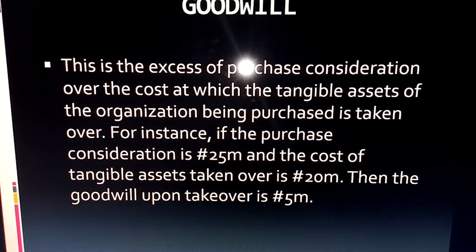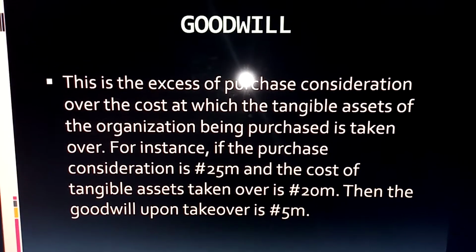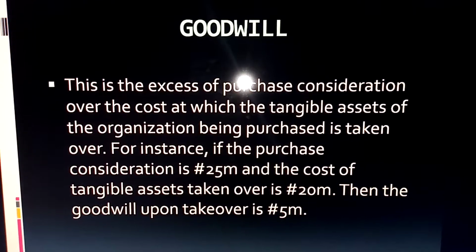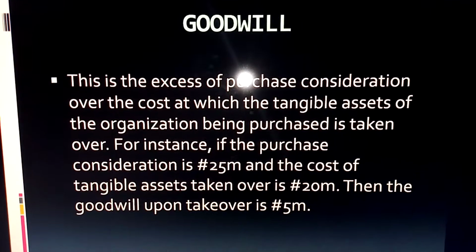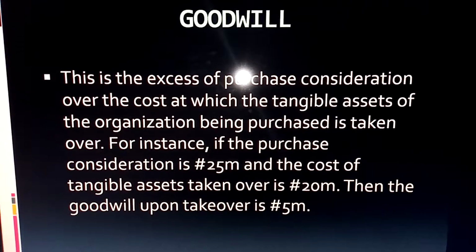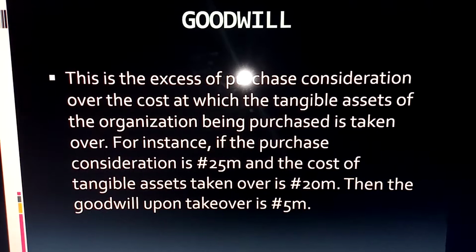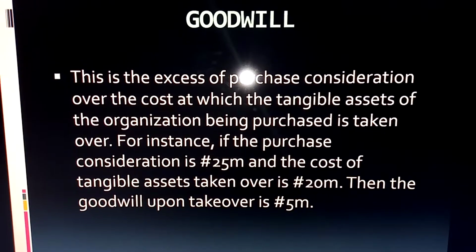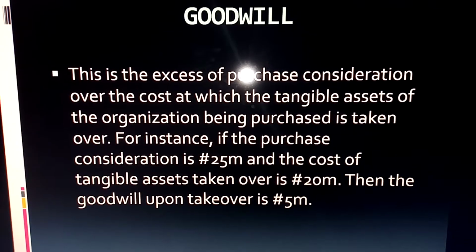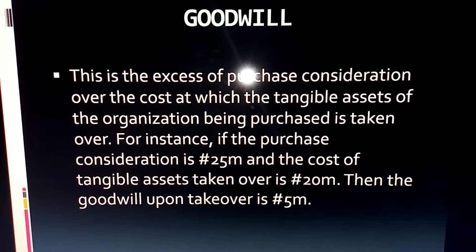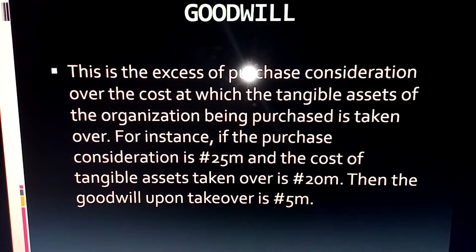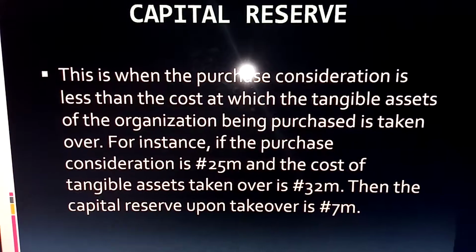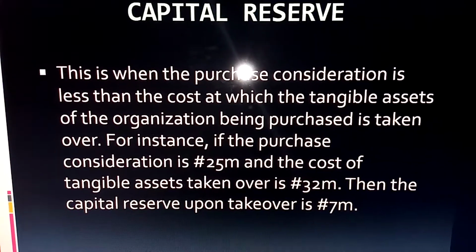So the point I'm trying to make is, if the asset of the business you're buying is, let's say, 20 million, and then you agree to pay the person 25 million or even 21 million, so long as the purchase consideration is higher than the cost of the asset you're taking over, you are going to have a goodwill in the book. Now, we have established goodwill to be the excess of purchase consideration over the cost of the asset taken over.